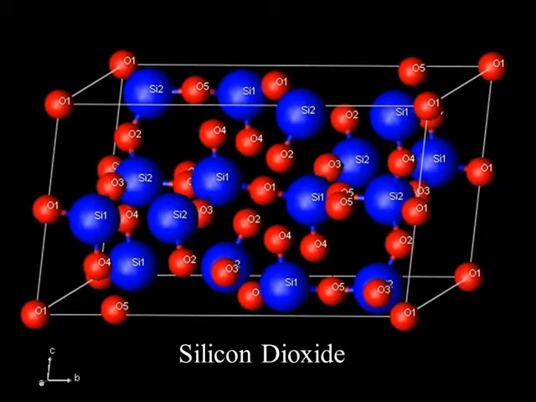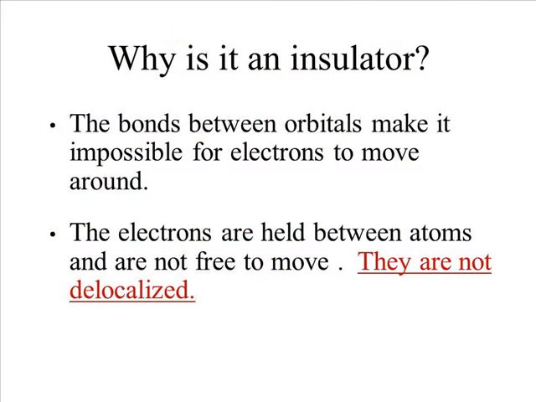Quartz has the same basic structure, silicon dioxide. Again, electrons are not free to move. They are not delocalized. Delocalized electrons are electrons that are free to move, like in metals.